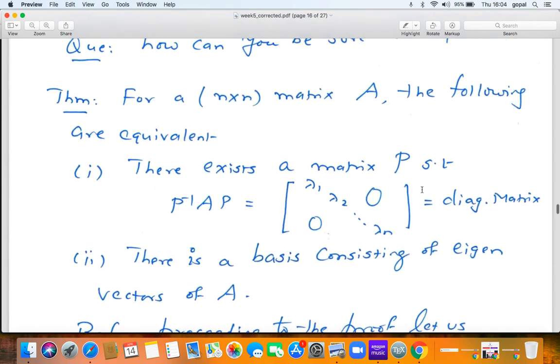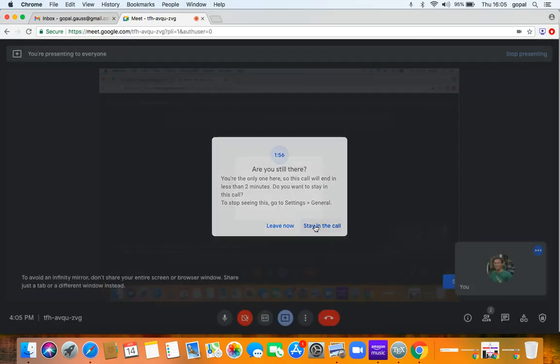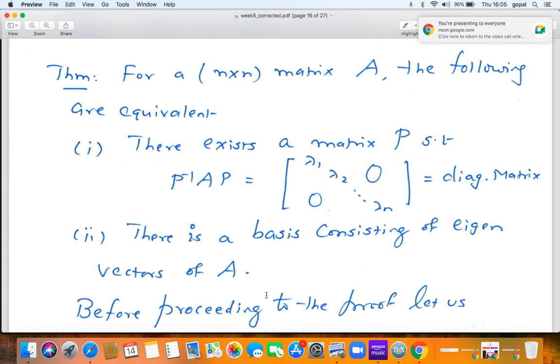So now let's come to the main theorem. For an n cross n matrix A, the following are equivalent. There is a matrix P such that P inverse AP is a diagonal matrix. In other words, A is similar to a diagonal matrix. And the other condition is there is a basis consisting of eigenvectors of A. Now we have to show that these two are equivalent.